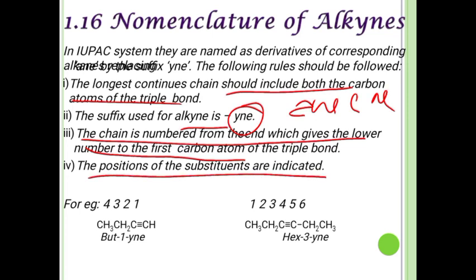So if we count from here, we can count from both sides. 1, 2, 3, 4. So it is a compound carrying 4 carbons. So it is butane. It contains a triple bond, so the ending will be YNE. But the position of the triple bond should get the least number. So the first carbon we have to identify. So 1. So it will be but-1-yne. We check from either side we can count. So our triple bond should get the least number.